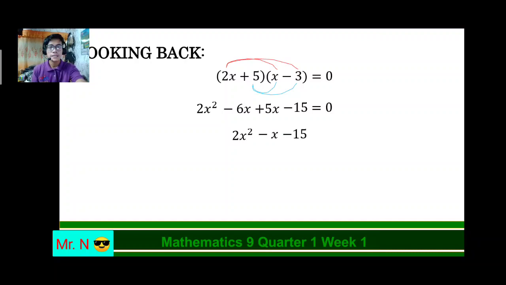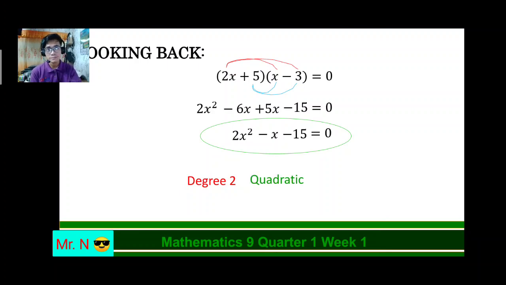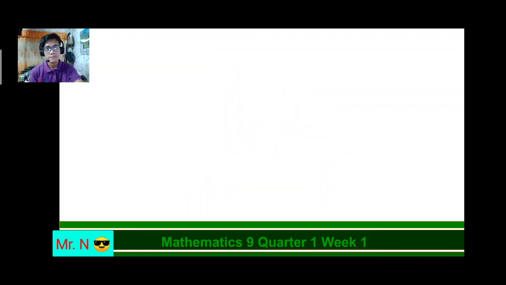Negative 15 is equal to 0. Now we already simplified the given equation. We now have 2x squared minus x minus 15 is equal to 0. Now let's identify if it is quadratic or not. What is the highest exponent? Very good. The highest exponent is 2. So this equation is in degree 2, and it is a quadratic equation.